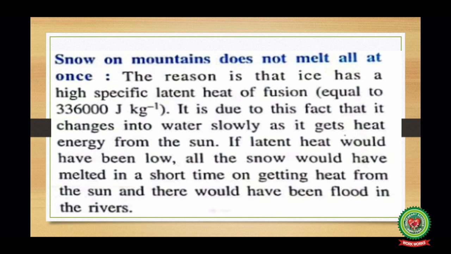Now let's read the chapter. Snow on mountains does not melt all at once. The reason is that ice has a high specific latent heat of fusion equal to 336,000 joule per kg, which we have already done. It is due to this fact that it changes into water slowly. Because its value is very high, ice melts very slowly as it gets heat energy from the sun.